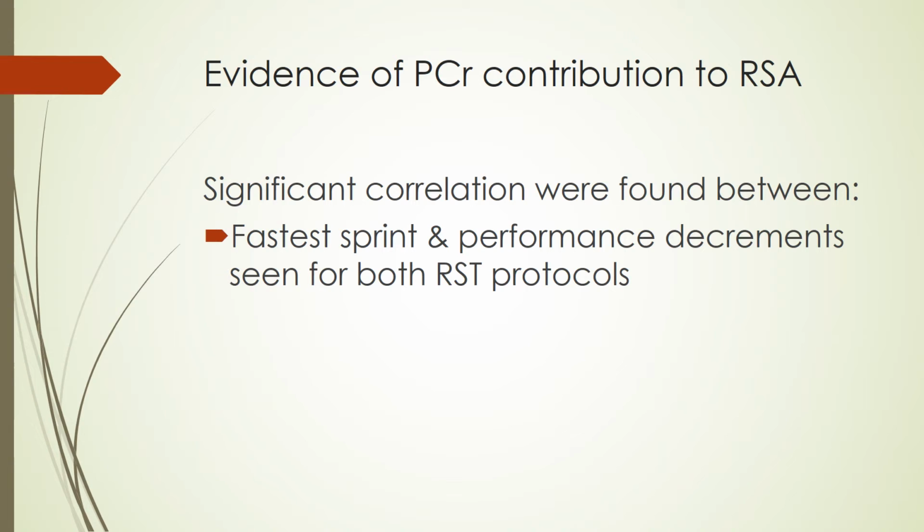Now, what evidence of PCR contribution to repeat sprint ability did they find? Well, there was a significant correlation between fastest sprint times and low performance decrement scores seen for both repeat sprint test protocols. And we would expect to find that, since PCR is identified as the limiting factor for repeat sprint ability, mainly due to the fact that PCR is capable of replenishing and synthesizing ATP at the fastest rate possible. ATP we use to do work, and if we need to do work at a very fast rate, such as during a fast sprint or maximal sprint, then we need to be able to effectively utilize PCR.